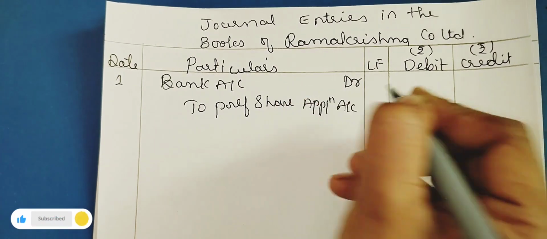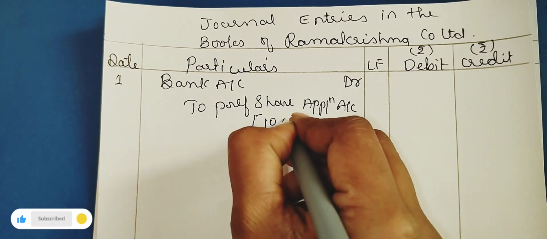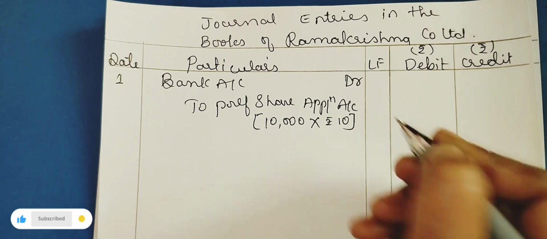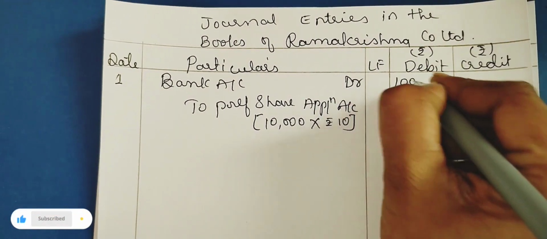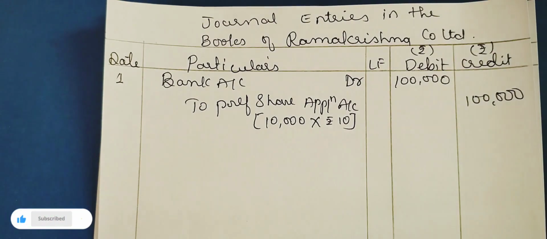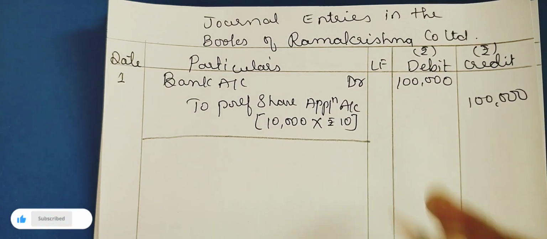So what is the amount of application? Issued 10,000 shares of rupees 10 each on the application. 10,000 into 10 is 1 lakh. 1 lakh on application we have received.